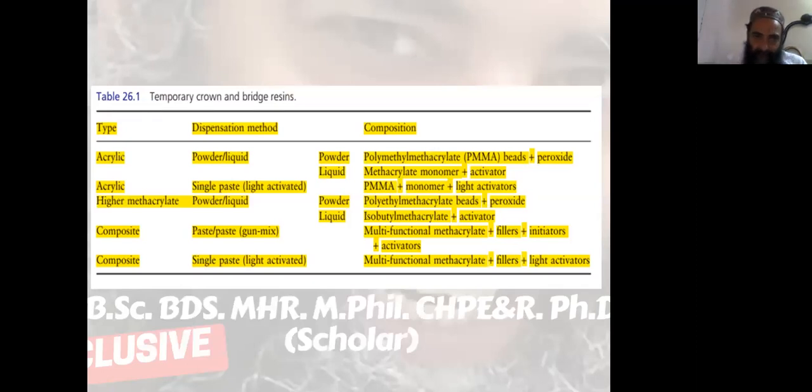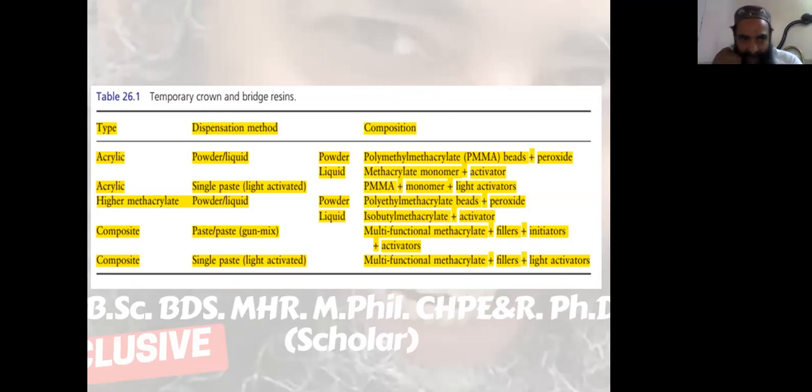Now, temporary crown and bridge resins: types, dispensation method, and composition. If we see the acrylics, dispensation method is powder liquid. Powder is polymethyl methacrylate beads plus peroxide. And you all know why peroxides. Liquid is methacrylate monomer plus activator.